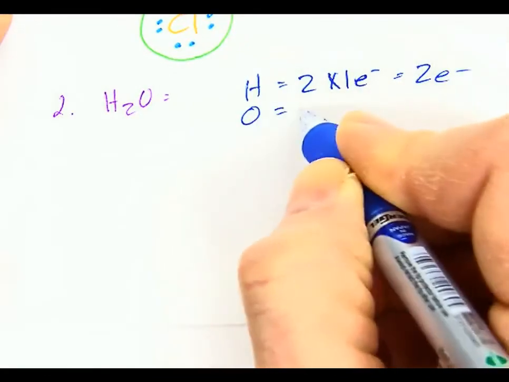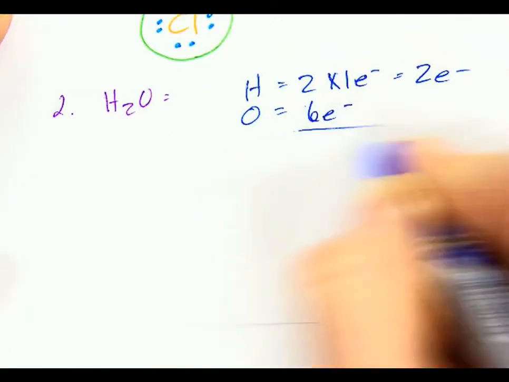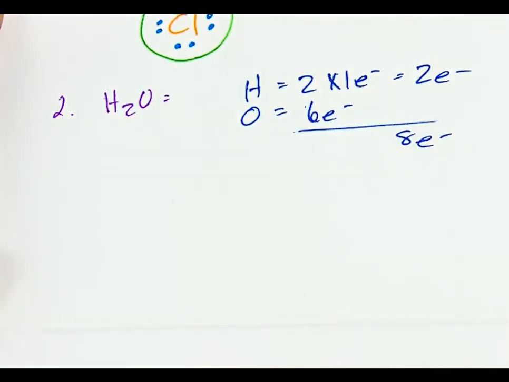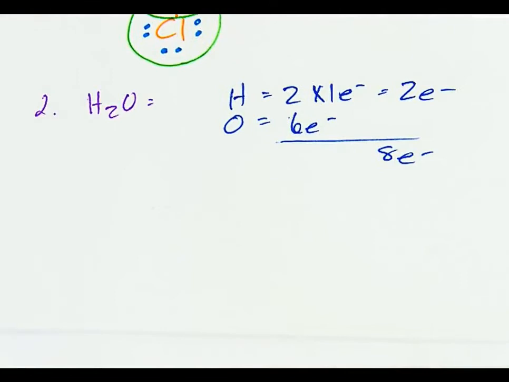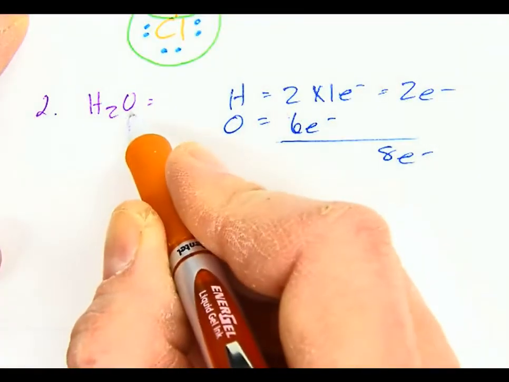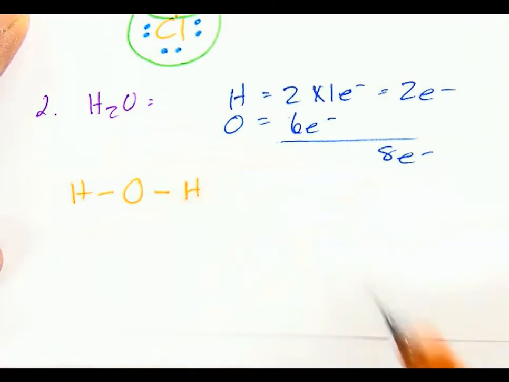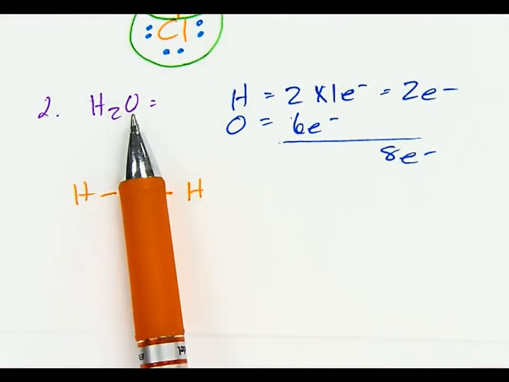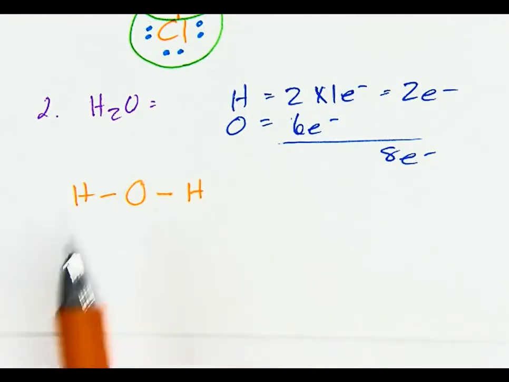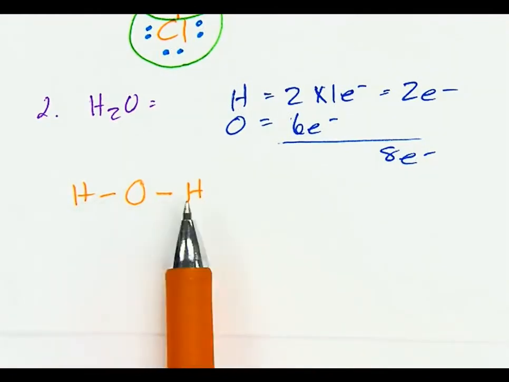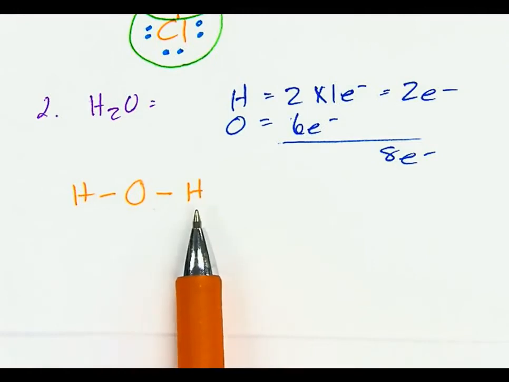And then oxygen is 6 electrons. So I have a total of 8 electrons that have to go around this structure here. I draw the basic skeleton, and now it would be this. Often the atom that is fewest in number is your central atom. But remember, hydrogen only needs 2, so these hydrogens are already complete.